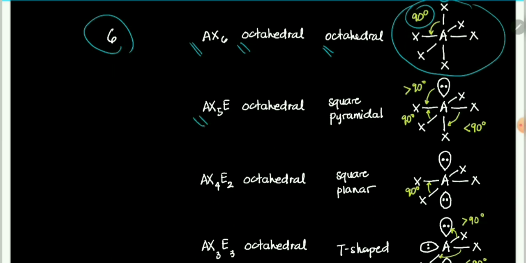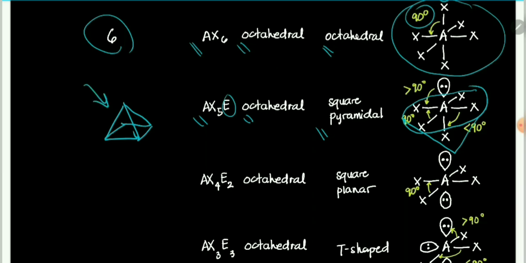Okay? So sa AX5E naman, kung yung isa ay magiging lone pair, magkakaroon tayo ng octahedral pa din na electron pair geometry, pero yung molecular geometry natin ay square pyramidal. So square yung base, tapos pyramidal yung bottom na part. Okay? So nagpo-form siya ng parang square pyramid. Okay? Yung pyramid na square yung base. Okay? So ganyan yung magiging parang geometry natin.